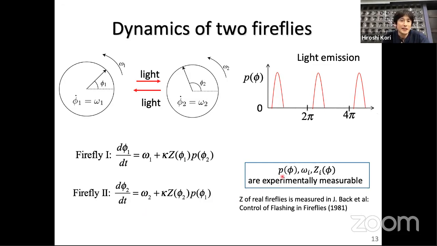And an important thing is, in this kind of modeling, the natural frequency omega and phase response curve Z and also signal P are quite often experimentally measurable. And for example, the Z of real fireflies is measured in this paper. Okay, so a phase oscillator model is also good for describing real world systems.